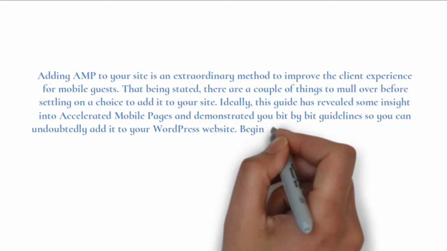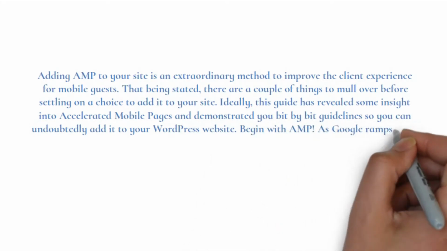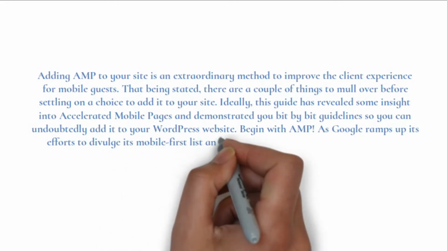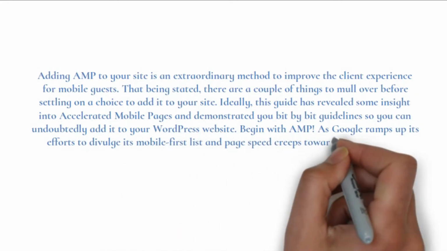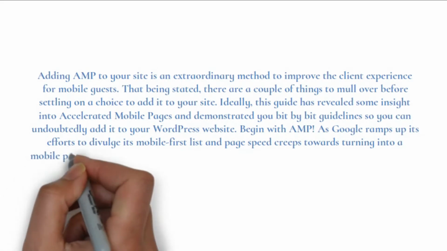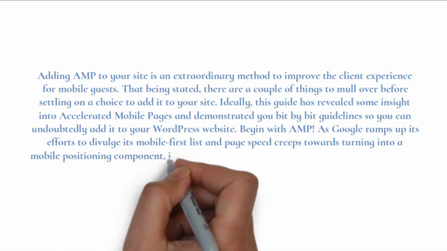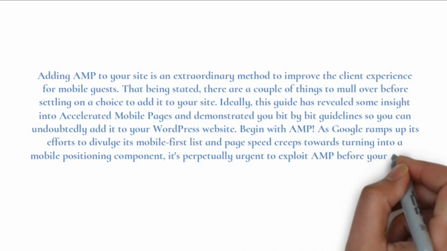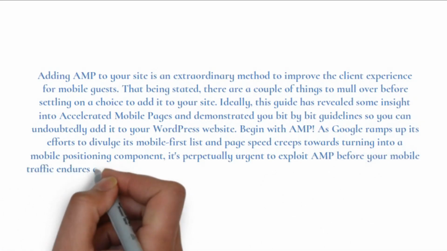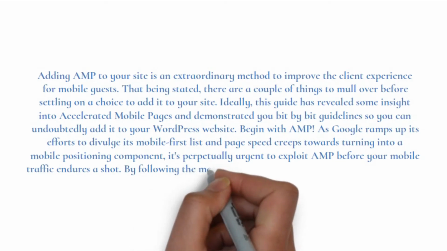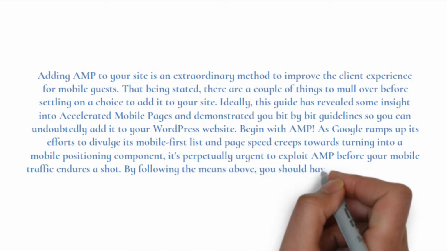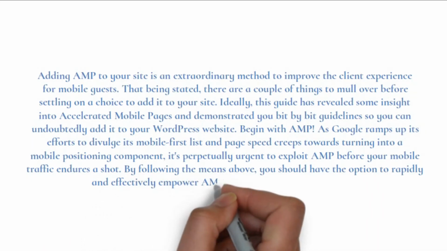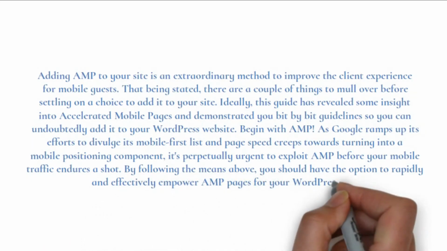Begin with AMP. As Google ramps up its effort to divulge its mobile-first list and page speed creeps toward turning into a mobile positioning component, it's perpetually urgent to exploit AMP before your mobile traffic endures a shot. By following the means above, you should have the option to rapidly and effectively empower AMP pages for your WordPress website.